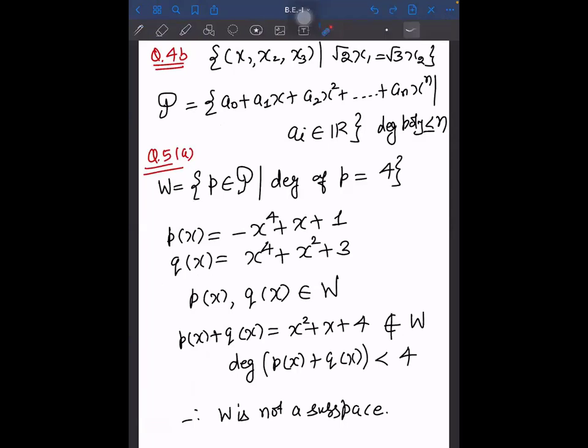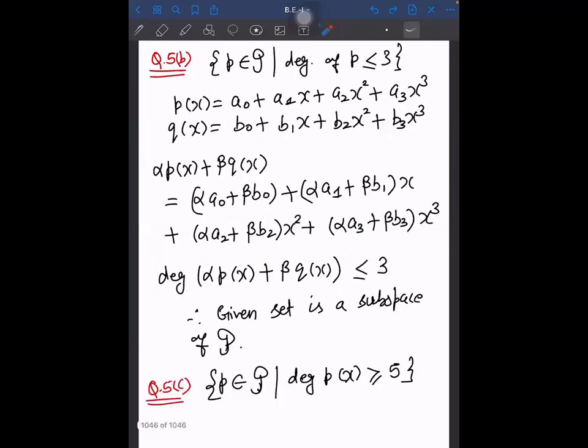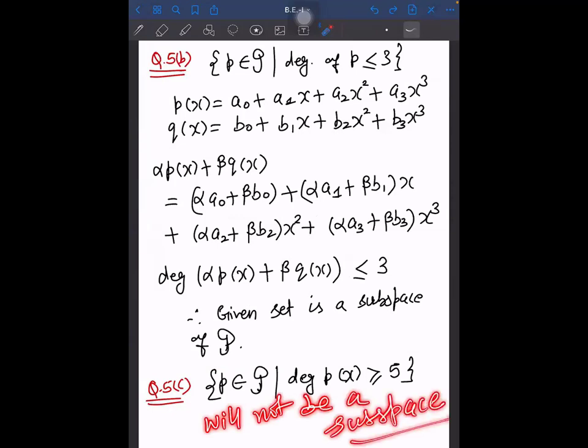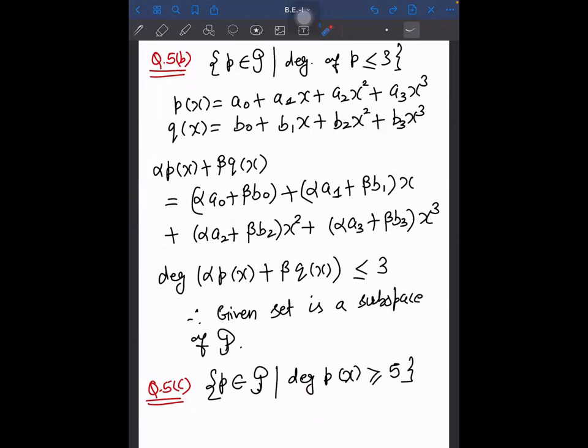In a similar way, we'll take Px and Qx, and here we shall write 5 and 5. Then this will get cancelled, and the degree of Px and Qx will be less than 5. So what does that mean? That means this set will not be a subspace, right?